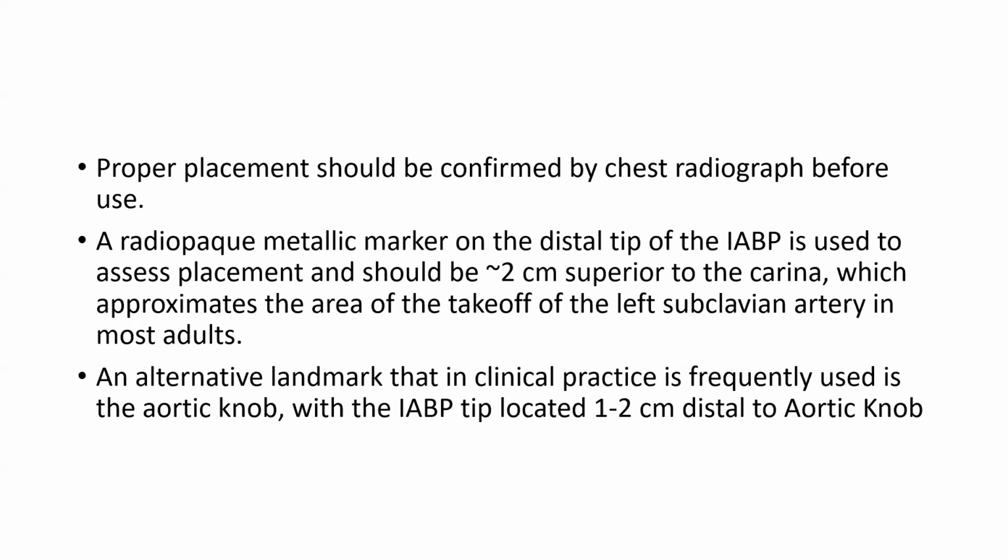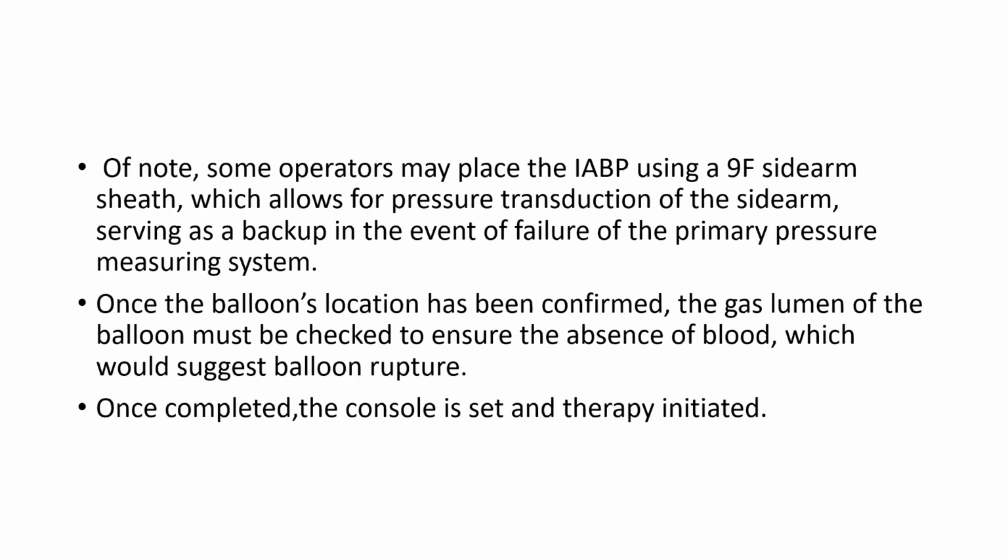A radio-opaque metallic marker on the distal tip of the IABP is used to assess the placement and should be 2 centimeters superior to the carina, which approximates the area of the takeoff of the left subclavian artery in most. An alternative landmark that clinical practices frequently use is the aortic knob, with the IABP tip located 1 to 2 centimeters distal to the aortic knob. Of note, some operators may place the IABP using a 9 French sidearm sheath, which allows for pressure transduction off the side, serving as a backup in the event of failure of the primary pressure measuring system.